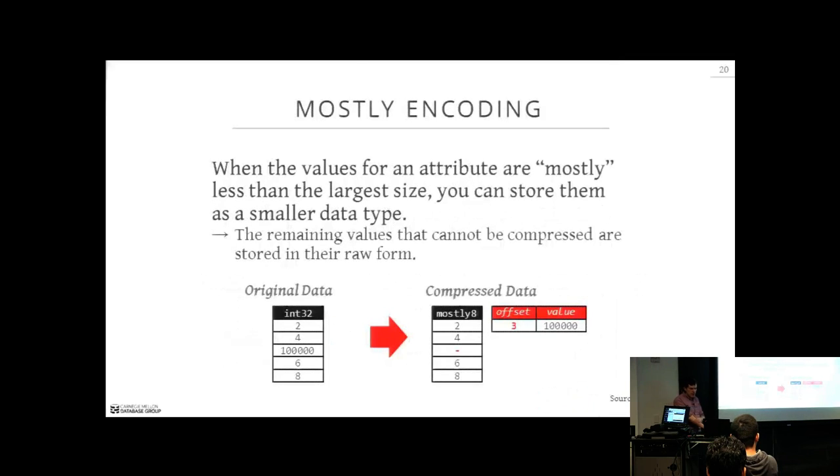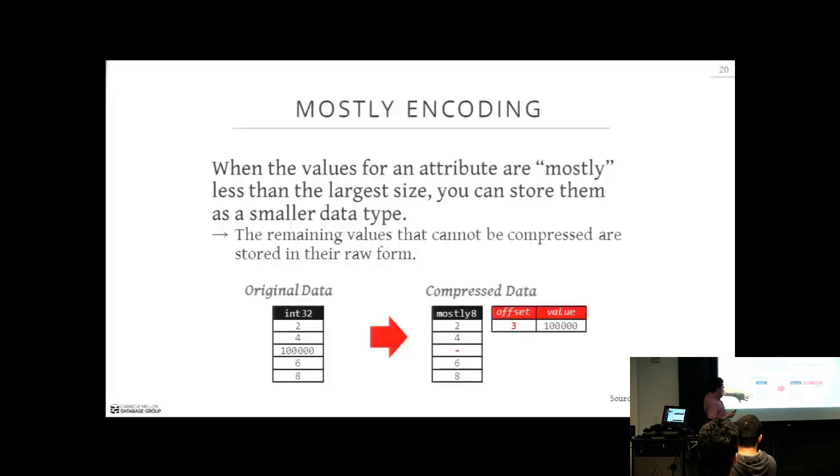All right, so another technique is called mostly encoding, and this comes from Amazon Redshift. This is not really anything special. Maybe instead of encoding, it should be called mostly compression. The basic idea is that if you have an attribute in your table where most of the values are going to be smaller than the max value defined for the type, then you can store it with less space, and anything that deviates, or is actually bigger than the compressed version, you would store in a special table on the side.